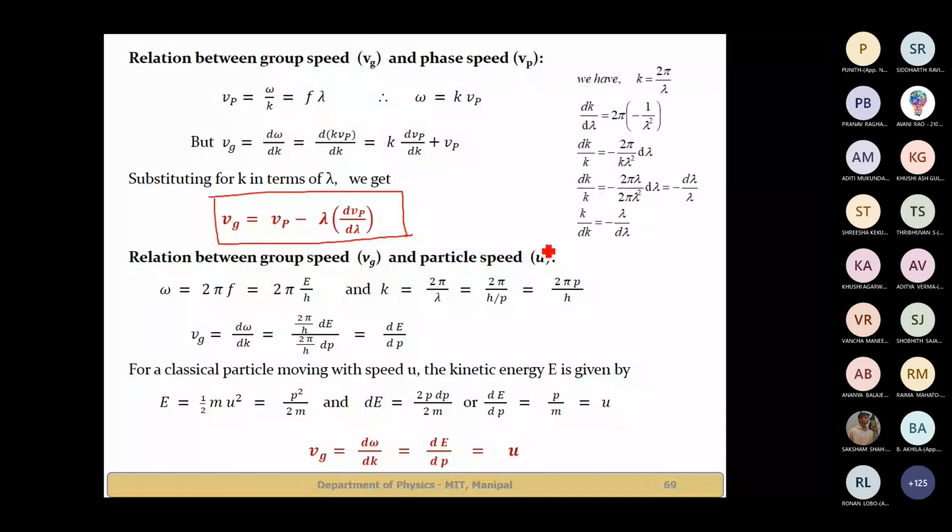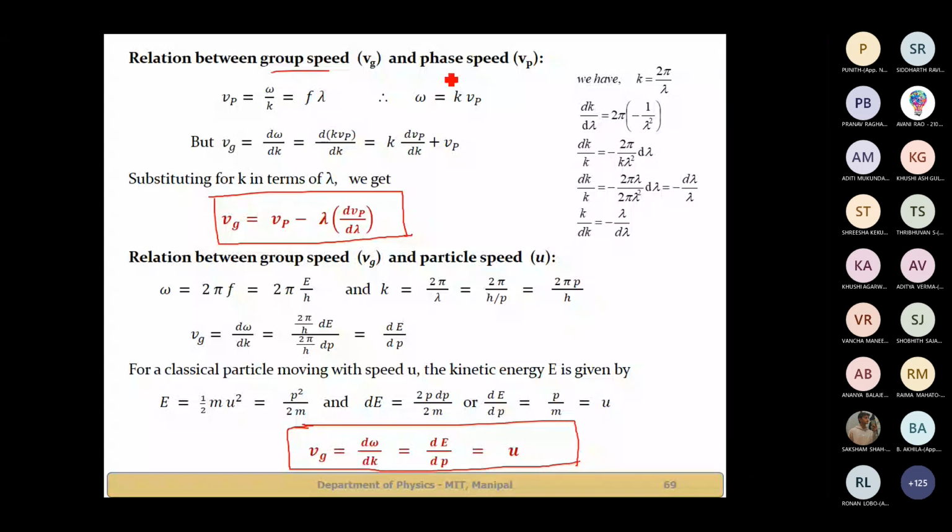So first we'll take the group speed and the phase speed. We define the phase speed as ω/k, right? So ω can be written as k Vp. We have k = 2π/λ. Differentiate this with respect to λ and you get this equation over here. And we know what Vg is. Vp is ω/k, then Vg is dω/dk. Substituting k in terms of λ, this is the equation you get. So we can say that the group speed and phase speed are not one and the same. They are different.